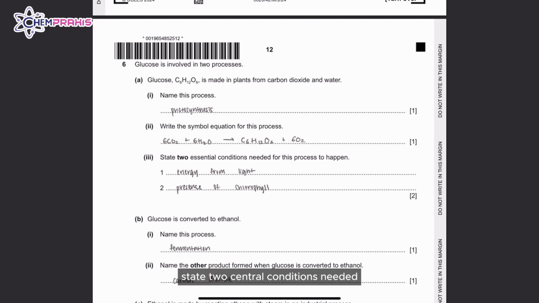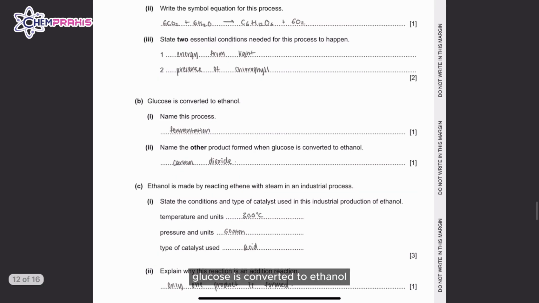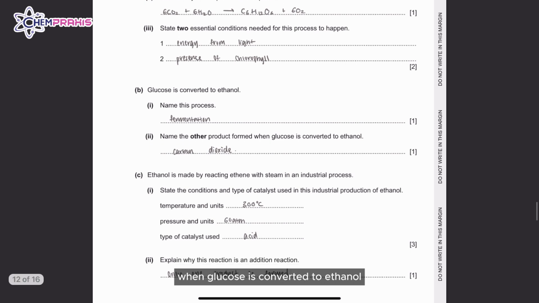State 2 essential conditions needed for this process to happen. We'll need energy from light and the presence of chlorophyll. Without chlorophyll, photosynthesis cannot occur. Glucose is converted to ethanol. Name this process. This process is known as fermentation. Name the other product formed when glucose is converted to ethanol. The other product formed would be carbon dioxide.